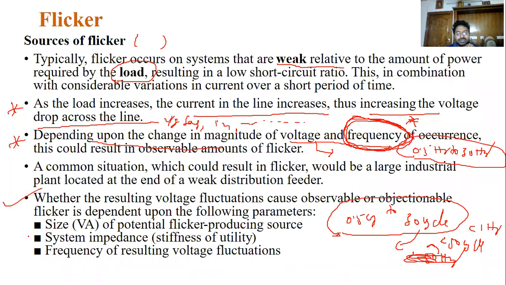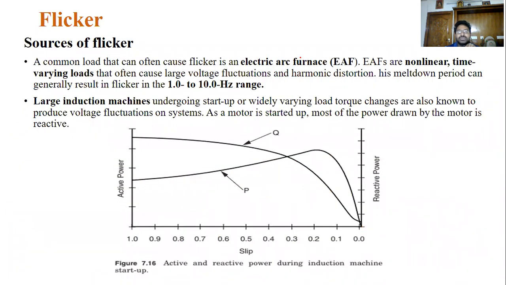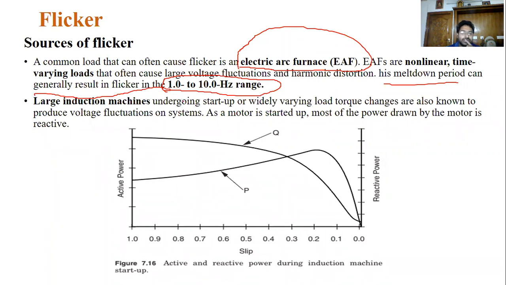There are some other objectionable situations. Because of system impedance, there are frequency and voltage variations and other things. We know that one of the main sources for producing this flicker is the arc furnace. Electric arc furnace. So remember, the observable flicker range in an electric arc furnace during the meltdown period is 1 to 10 hertz.